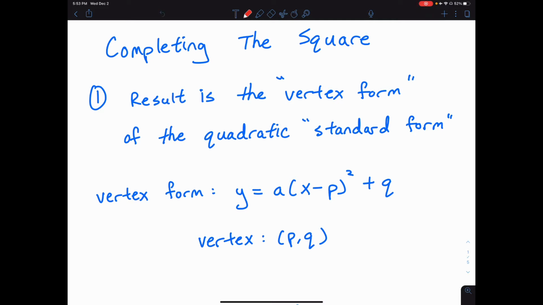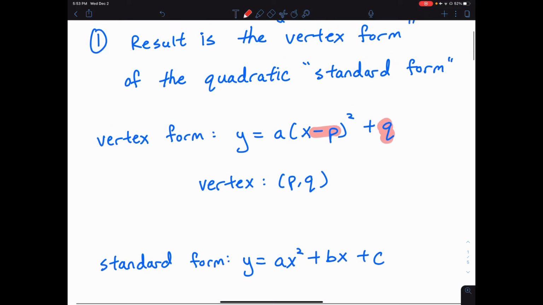It will look like this. Y is equal to a bracket x minus p, close bracket squared plus q. Your vertex will be located at p comma q. Now please do keep in mind that the x coordinate, the p value, will be the opposite of what you see, and the q value is exactly what you see. So we'll take a look at some examples later, so be aware of this one specific detail.